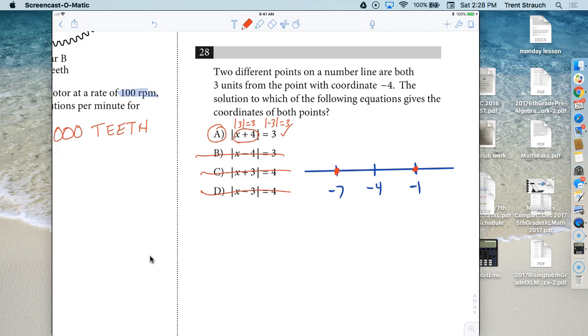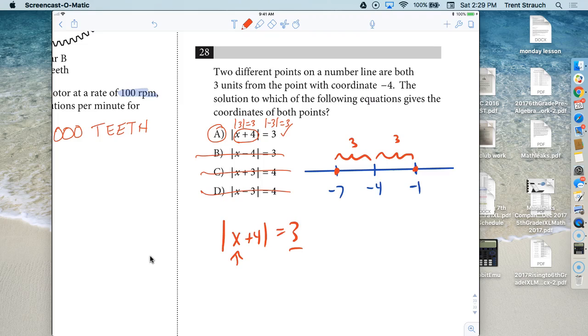Just to show you, this right here is 3 units away, and this right here is what? 3 units away. Does that make sense? All right, so now let's talk about it. I don't know how to do the equation, but I'm going to write this down here for letter A: the absolute value of x plus 4 equals 3. Now, what number could I put in there to make it a 3?